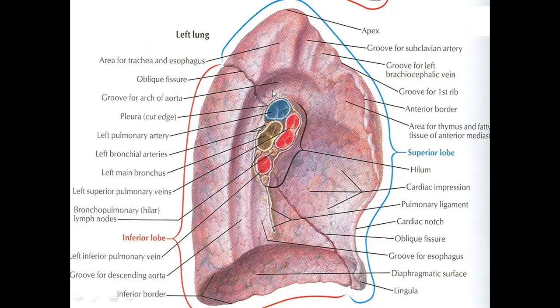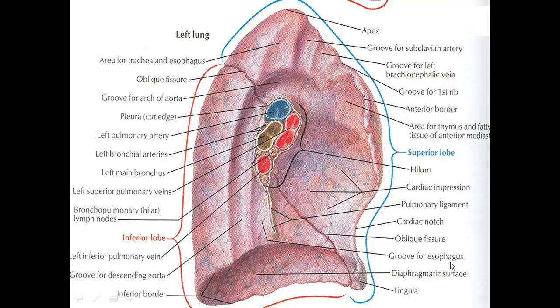This is important for the left lung: you can see this is the groove for the arch of aorta, right? And this is the groove for the descending aorta. Once you come here, you can see the change. This is the arch of aorta, right? So this is a very important and prominent groove that you can see on the left lung.